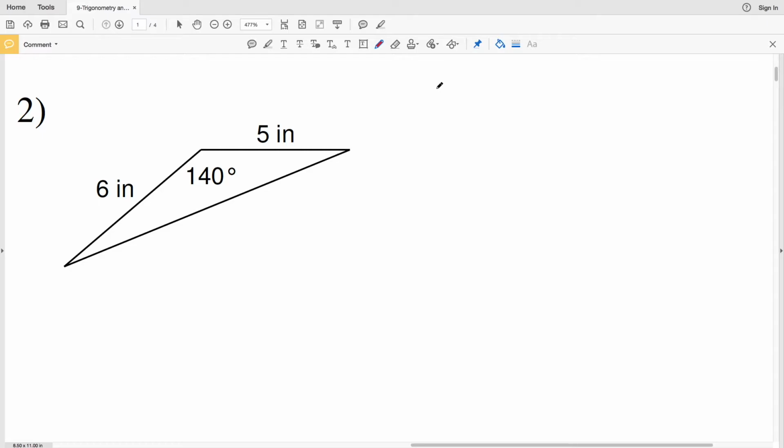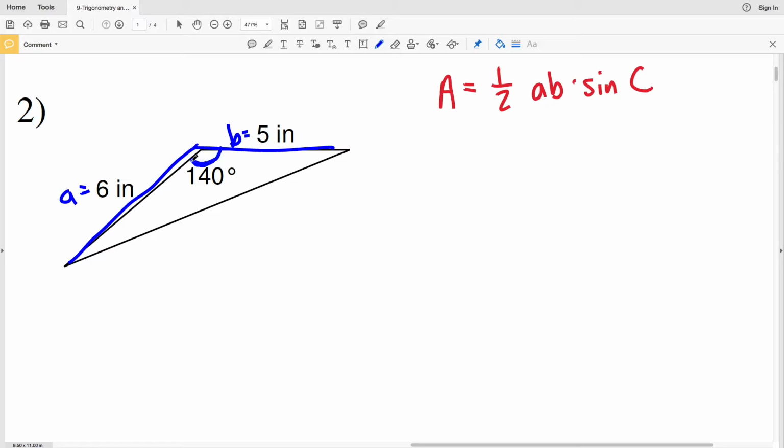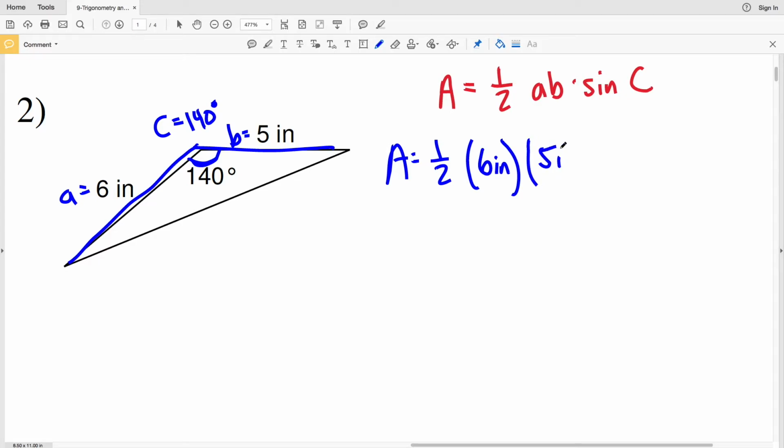In number 2, remembering our area formula, area equals 1/2 of our base, b, times the height, a sine of C. So 1/2 a b times the sine of C, where a and b help form that angle C. So let's make a 6, and b is going to be equal to 5 inches, and that C is equal to 140 degrees. So area equals 1/2 a, which is 6 inches, times b, which is 5 inches, times the sine of C, which is 140 degrees.